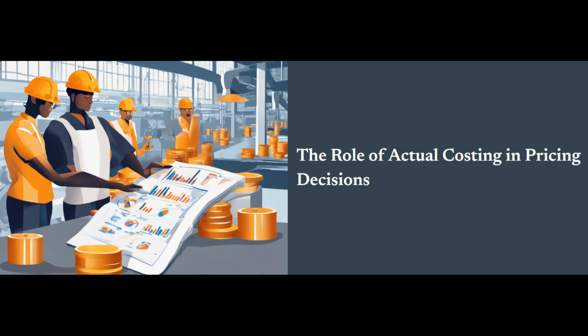Implementing actual costing for pricing decisions. Effectively incorporating actual costing into pricing decisions requires a well-designed and integrated approach. Here are the key steps organizations should consider. Establish robust cost accounting practices. Implement a comprehensive actual costing system that accurately tracks and allocates all relevant costs, including direct materials, direct labor, and indirect overhead expenses. This may involve the use of advanced costing methodologies, such as activity-based costing, to ensure the accurate assignment of costs to individual products or services.